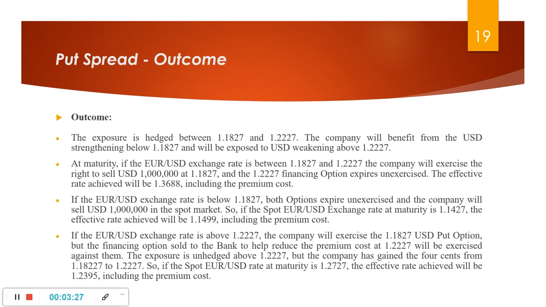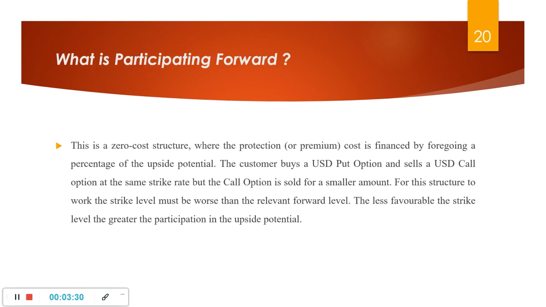Now let's discuss the participating forward. This is a zero cost structure where the protection cost is financed by foregoing a percentage of the upside potential. The company buys a USD put option and sells a USD call option at the same strike rate, but the call option is sold for a smaller amount. For this structure to work, the strike level must be worse than the relevant forward level. The less favorable the strike level, the greater the participation in the upside potential.